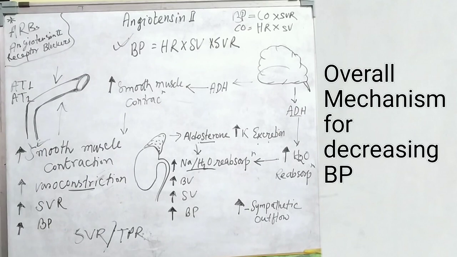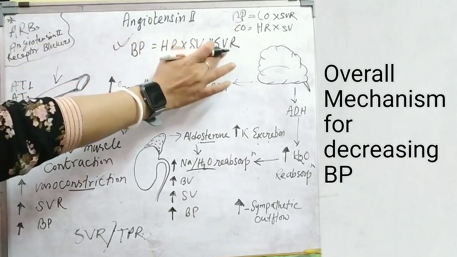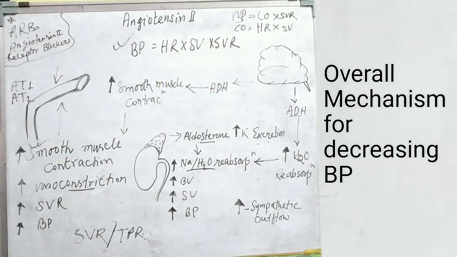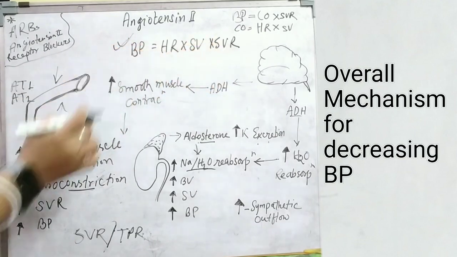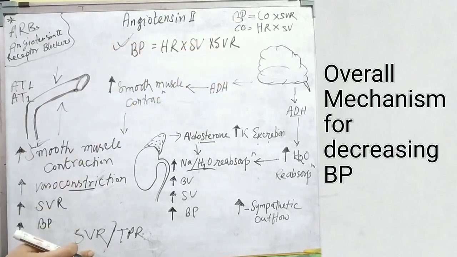Okay. So as we can see from the blood pressure equation above, if the SVR is increased, it will increase the blood pressure. From the equation it is clear that if the SVR is increased, then there is an increase in the blood pressure. So this is one of the ways. Angiotensin 2 is a potent vasoconstrictor. It binds to the angiotensin 2 receptors on the blood vessels, leading to smooth muscle contraction.